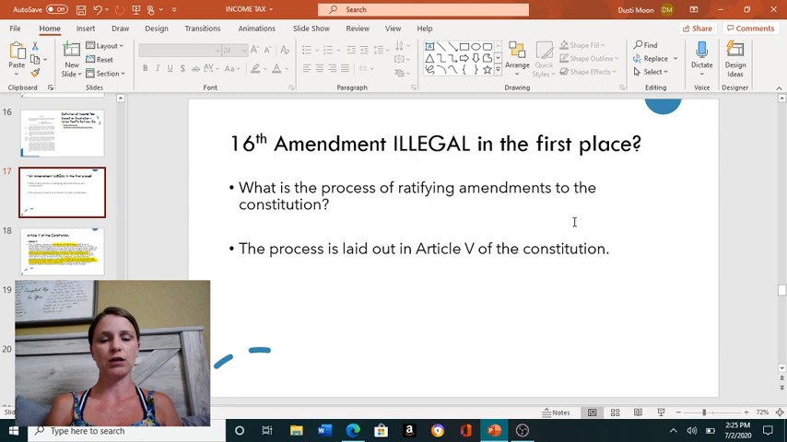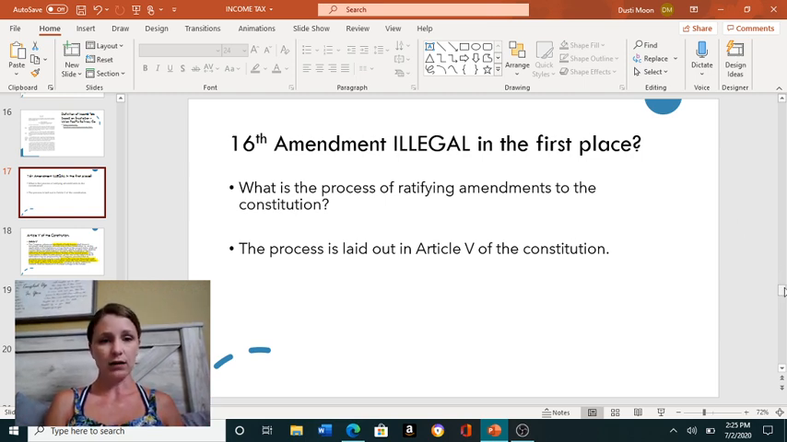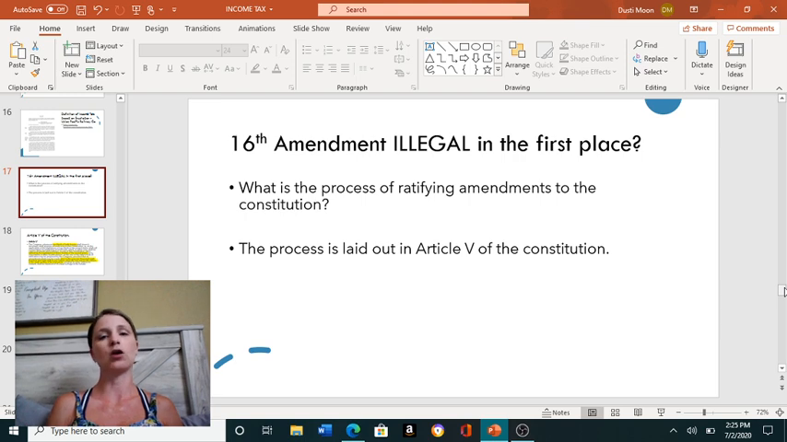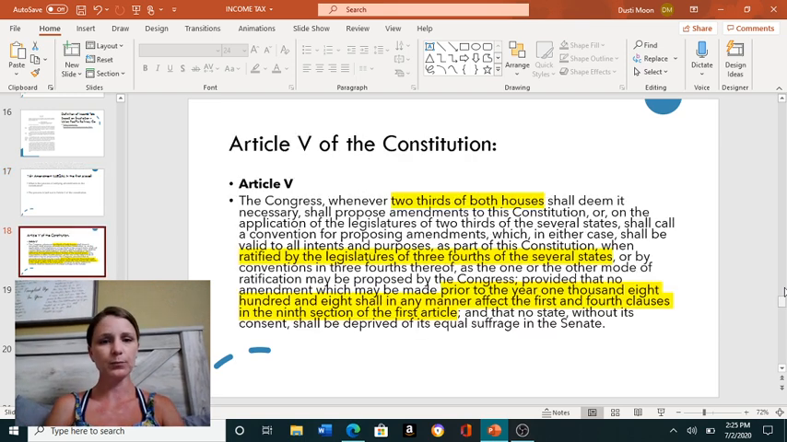The first thing I did is, okay, well, what is the process of ratifying amendments to the Constitution? So we need to take it back to the very beginning to find out. And what I found out is that the process is laid out in Article 5 of the Constitution. So what's Article 5 of the Constitution say?